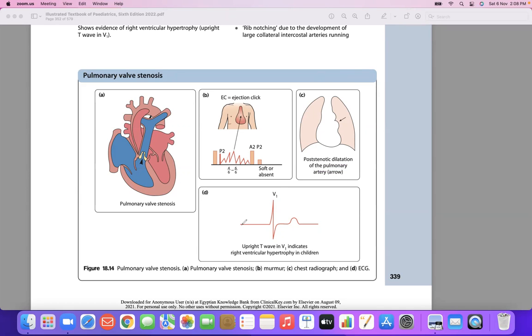So in the ECG, you will see right ventricular hypertrophy, that is tall R waves in V1 and also upright T wave. Upright T wave indicates right ventricular hypertrophy in children, and also they will have tall R wave. As we read there, I think it's more than 45 mm of Hg. Sorry, more than 45 millimeters.